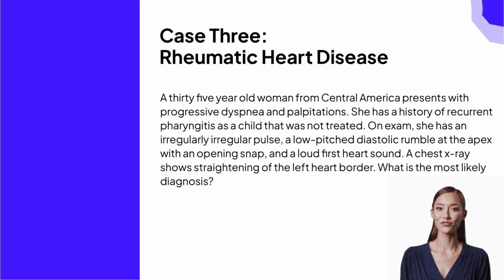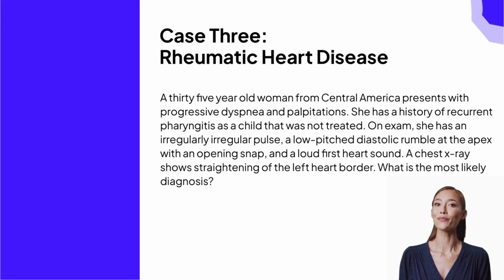We have a young woman from a region where rheumatic fever is endemic. She has a history of untreated pharyngitis as a child, which is code for streptococcal pharyngitis leading to rheumatic fever. The irregularly irregular pulse tells us she has atrial fibrillation. The murmur is a low-pitched diastolic rumble at the apex, with an opening snap and a loud first heart sound.